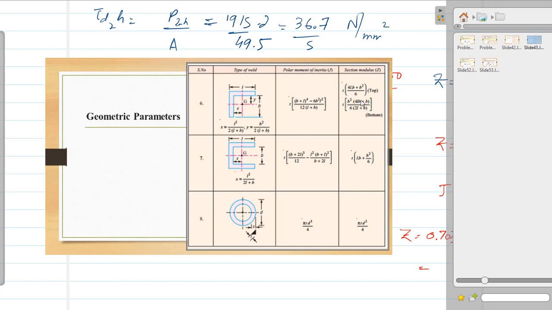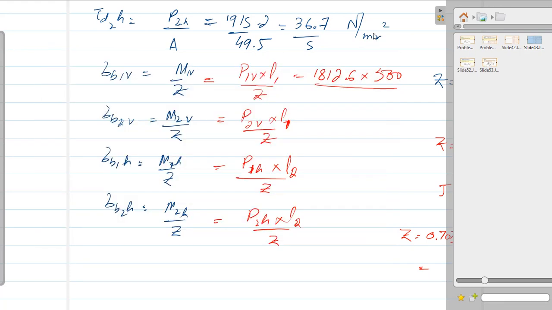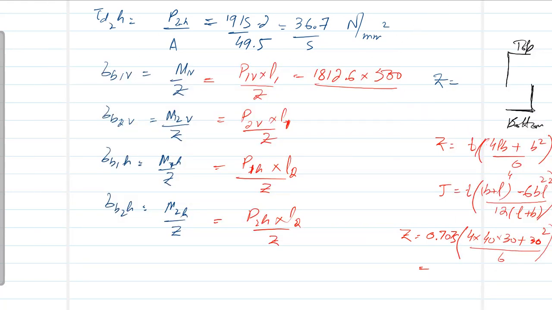Okay. So 4 into 30 into 40 plus 30 square divided by 6, into 0.707. This is 671.6 divided by S millimeter cube. So this is 671.6 divided by S. Clear?